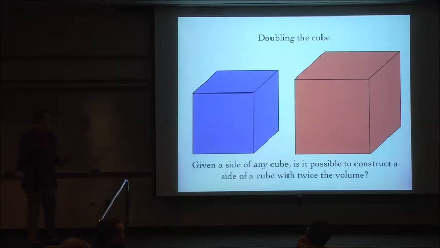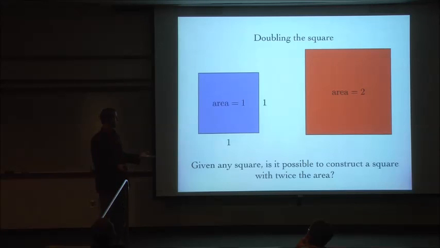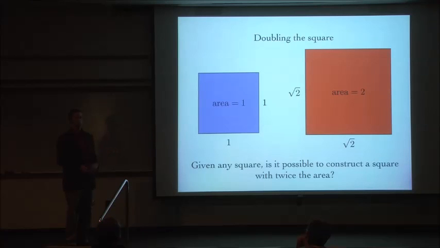So again, like I did with the last one, let's do an easier version. Let's say I gave you a square like this blue one, and we wanted to construct a square that has twice the area, and we're only allowed to use a compass and straight edge. Well, let's say our original square had side length 1, so it has area 1. The square we want to construct has area 2, and so the side length of that square is the square root of 2.